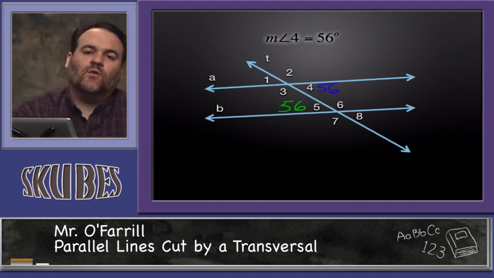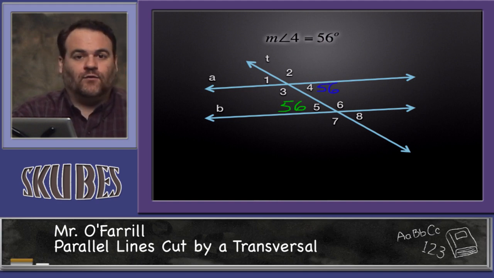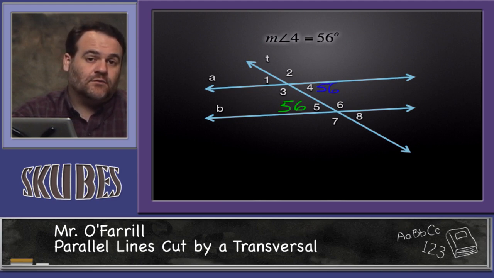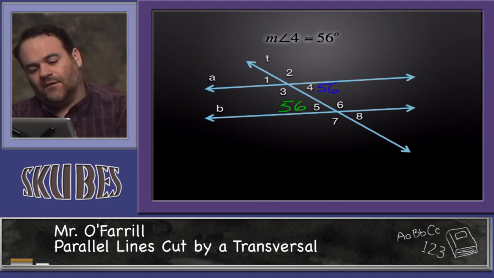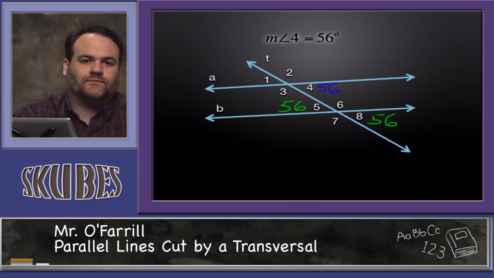Another question then would be, which angle is corresponding to angle 4? Angle 8 is corresponding to angle 4. And they have what kind of relationship? Congruent. Meaning angle 8 is also 56 degrees.